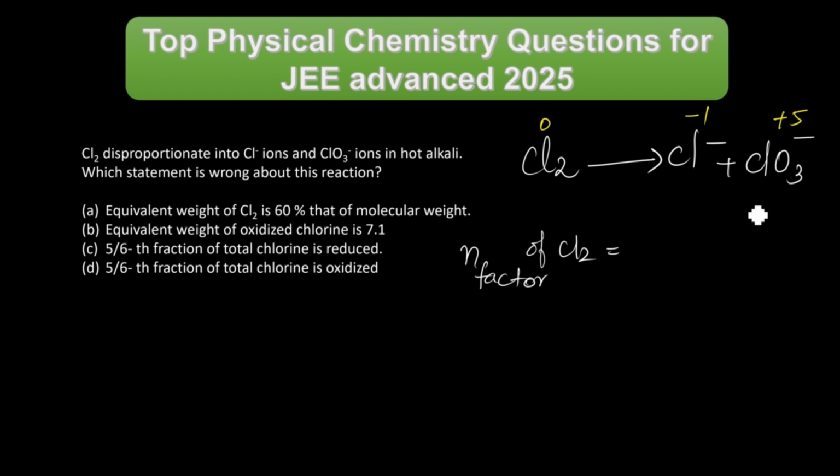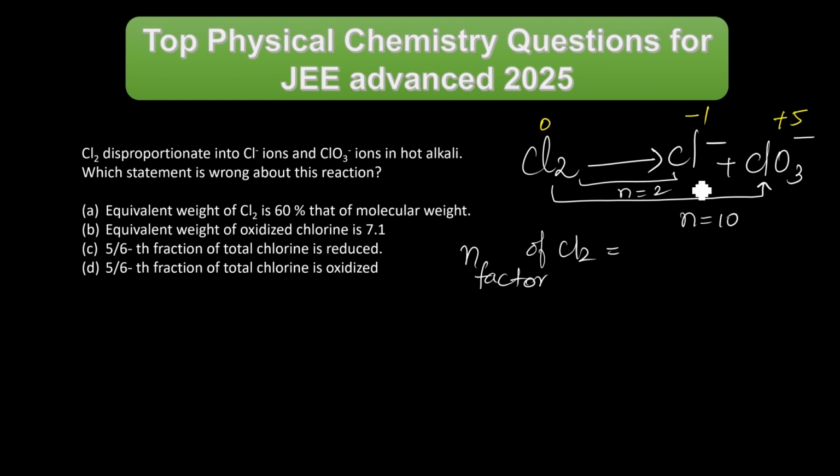Two Cl is there. So while balancing it, here that will be involving N is equal to 10. And this part will give you N is equal to 2.